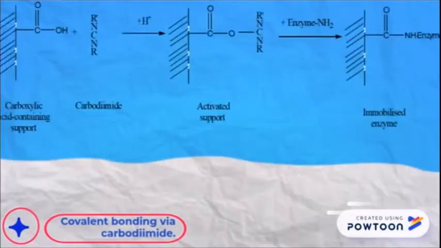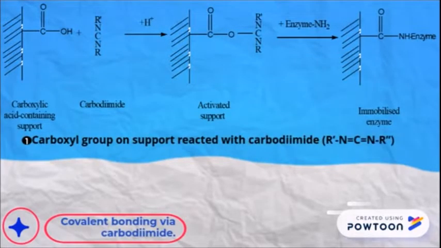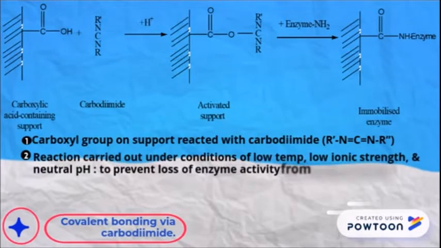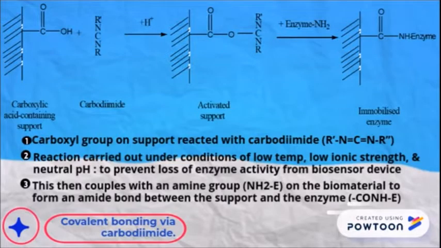Example of covalent bonding: carbodiimide. Carboxyl group on support reacted with carbodiimide. The reaction is carried out under conditions of low temperature, low ionic strength and neutral pH to prevent loss of enzyme activity. Then it couples with amine group on biomaterial to form an amide bond between support and the enzyme.